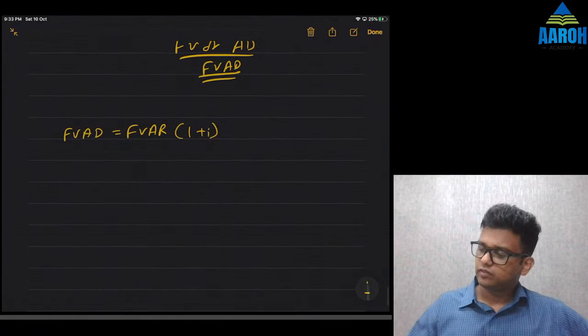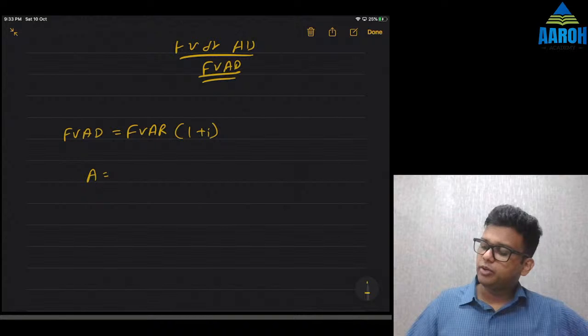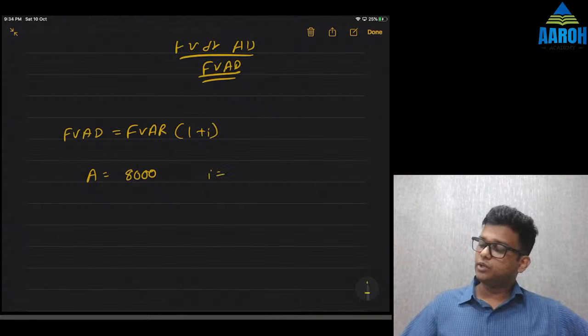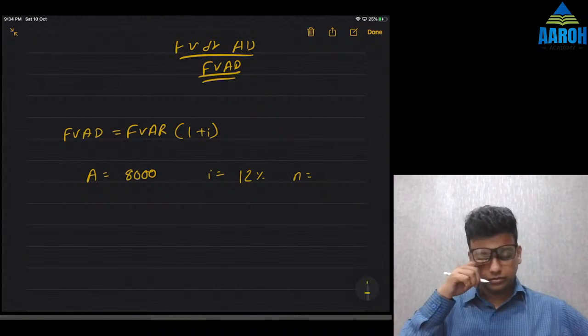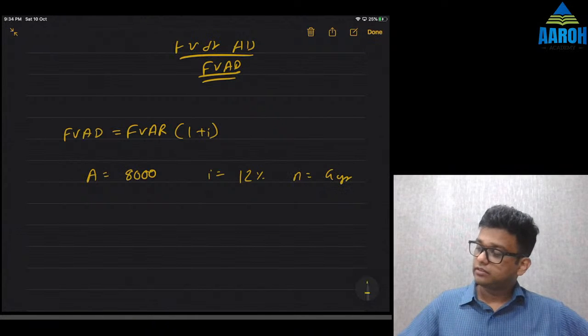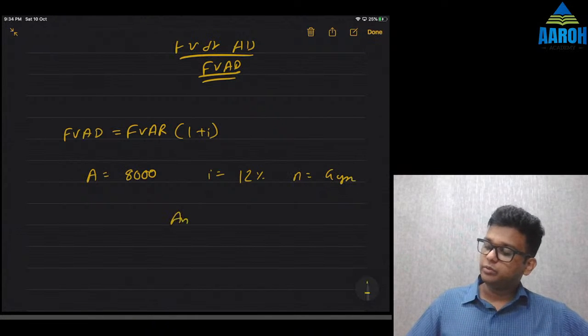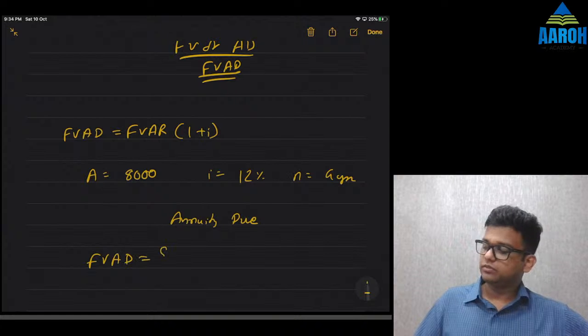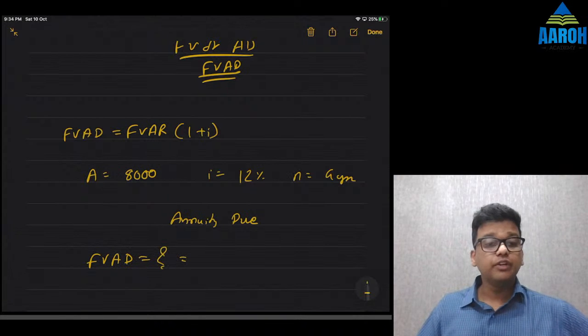What does this mean? Let's say A, annuity amount is equal to 8,000. Then let's say I is equal to 12%. Let's say N is equal to 4 years. And let's say this is annuity due. And you have to find future value of annuity due. So how do we find future value of annuity due?